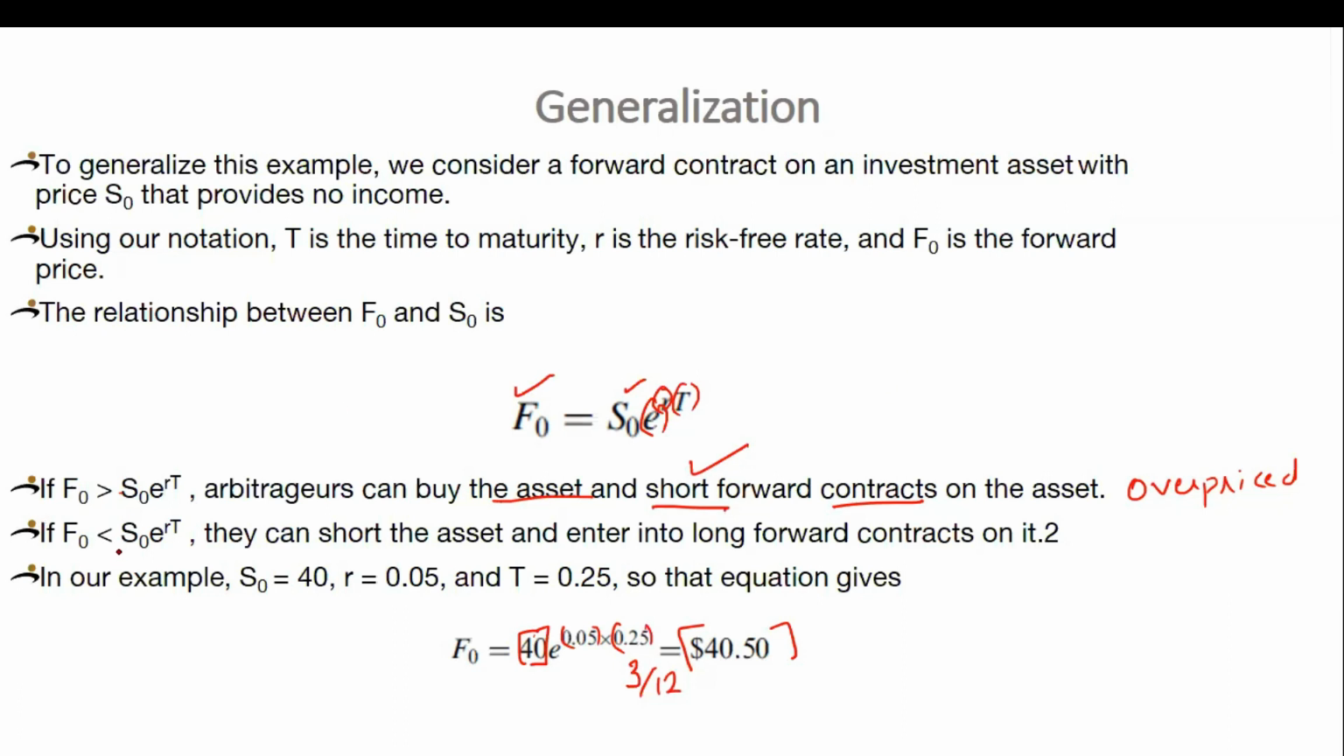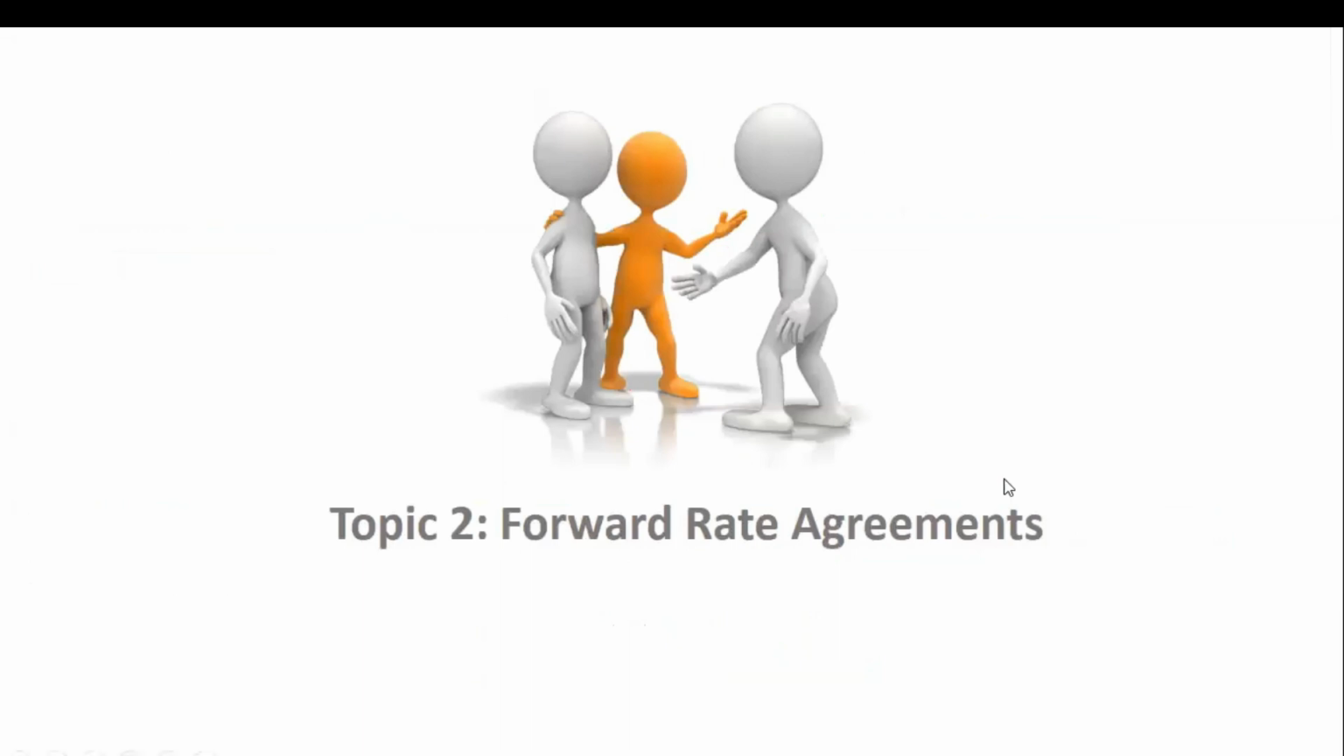If forward is less than this calculation, right, then it means it is underpriced. Underpriced means we are going to buy the forward contract because it is underpriced. Okay. I hope till now everything is clear regarding your forward contracts.